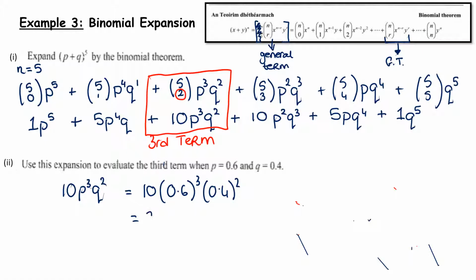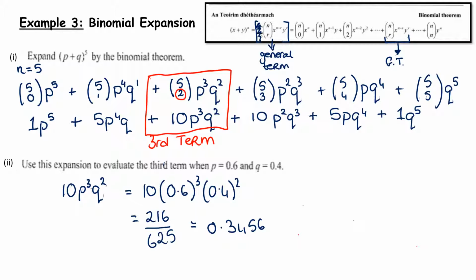So we should get 216 over 625. But since they give it in decimal, I would answer in decimal, and we get 0.3456. Now, this may or may not look familiar to you, depending on where you're at. But if it does look somewhat familiar, the reason is that this has just led us to basically use Bernoulli trials, which is known as the binomial distribution, which is a way of calculating probability.